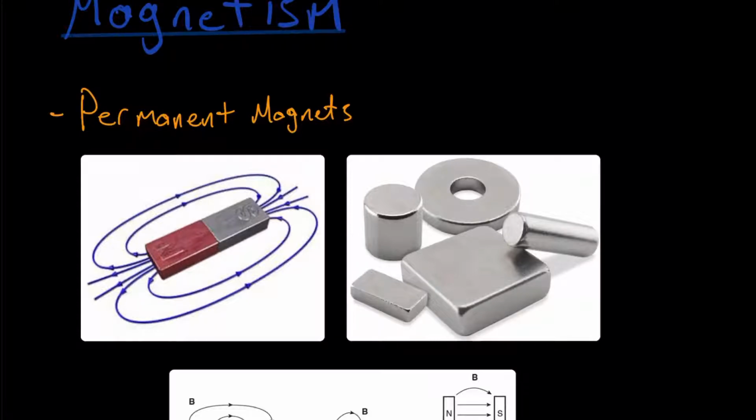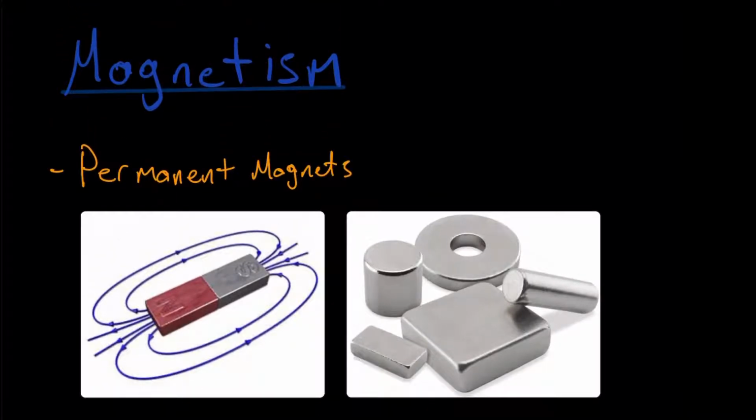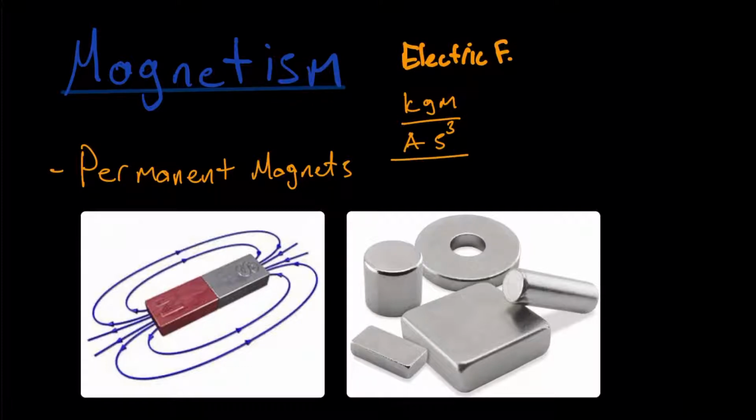The source of magnetism and magnetic field is moving charges. In fact, you can kind of deduce that if you look at the base units of electric fields and magnetic fields. The base units for electric fields are kilograms times meters over amperes times seconds cubed. And if we divide this by speed, which is meters over seconds, we actually get the base units for magnetic fields, which is kilogram over amperes times second squared.